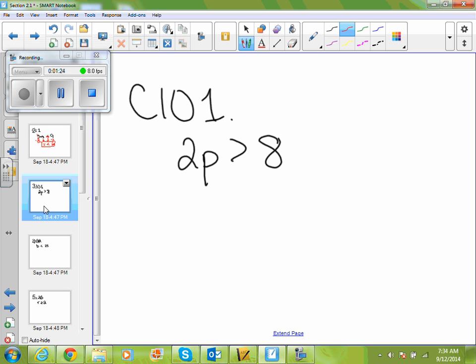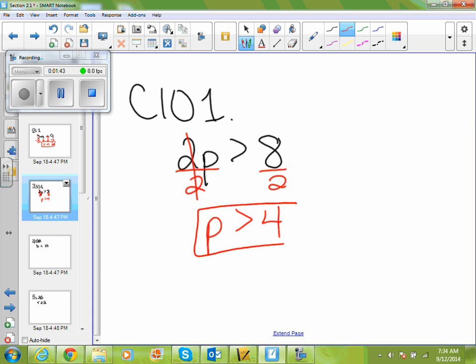Okay, if we look at 2p is greater than 8, we get rid of multiplication by dividing. So we're going to divide by 2, divide by 2, bring down my p, bring down my inequality symbol of greater than, and 8 divided by 2 is 4. So p is greater than 4.